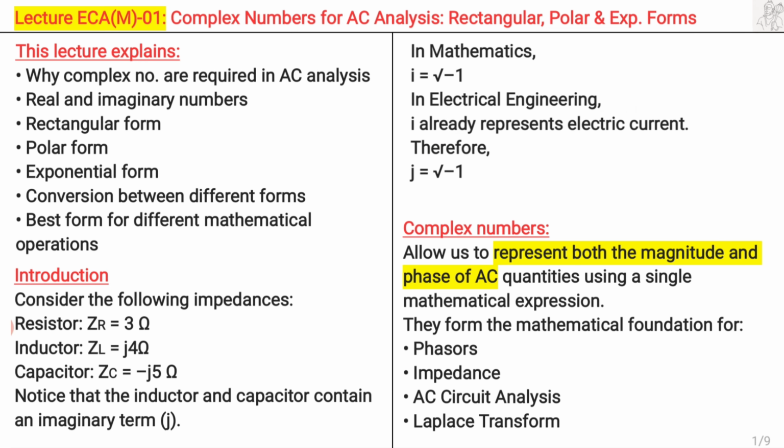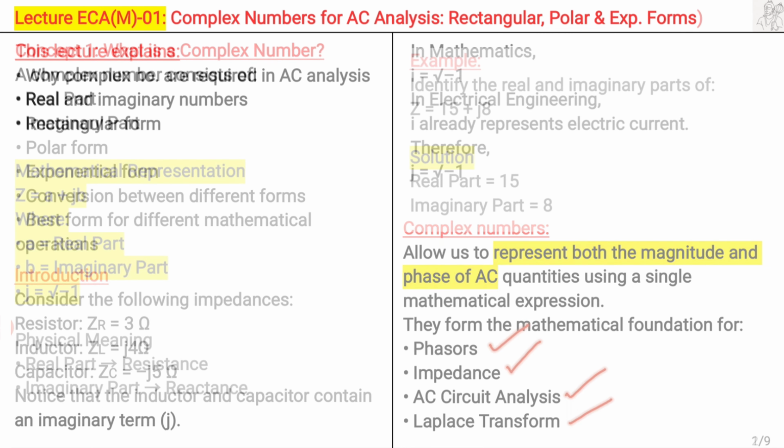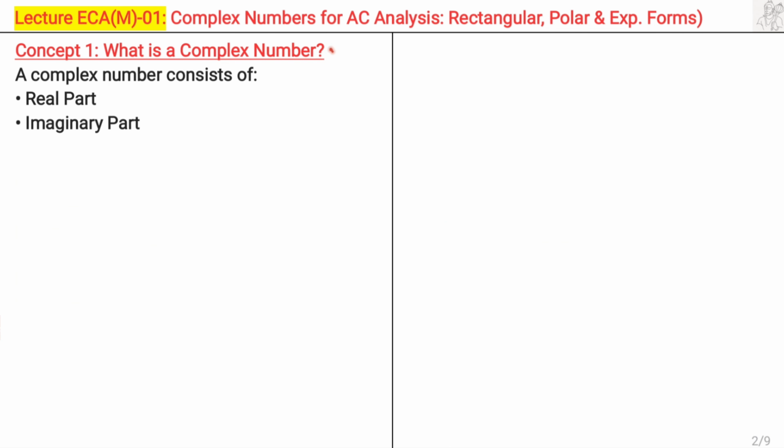So let's start with complex numbers. It simply is a number which allows us to represent both magnitude and phase of an AC quantity. Therefore, it forms the mathematical foundation for phasors, impedances, AC circuit analysis, and Laplace transforms. So let's start with concept 1, that is, what is a complex number?